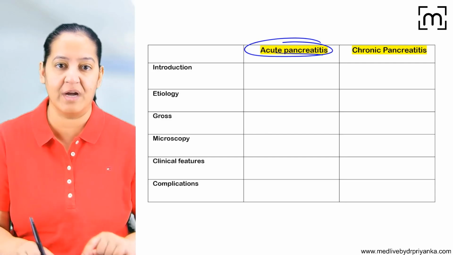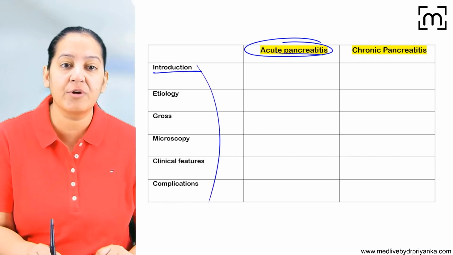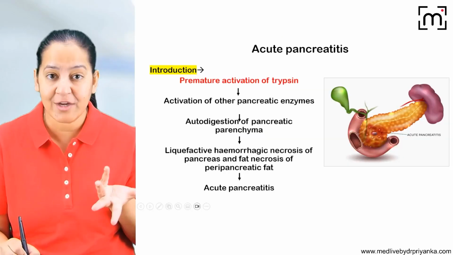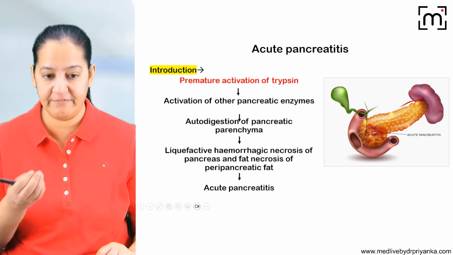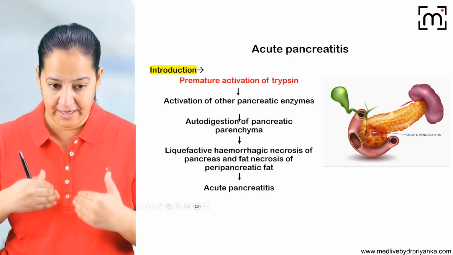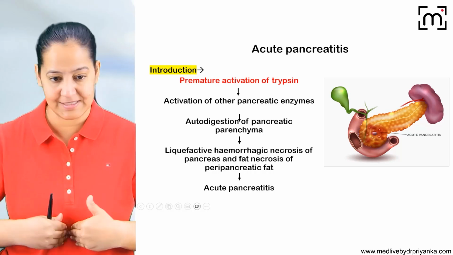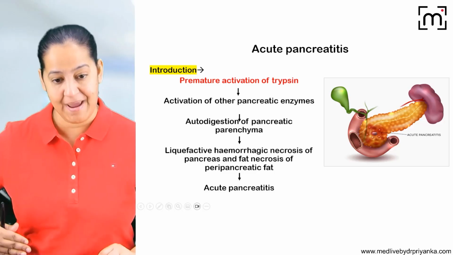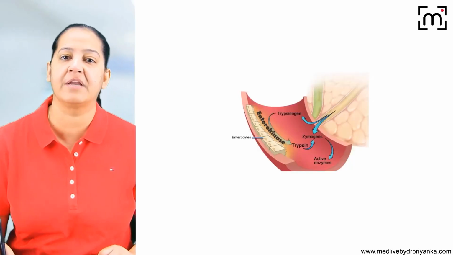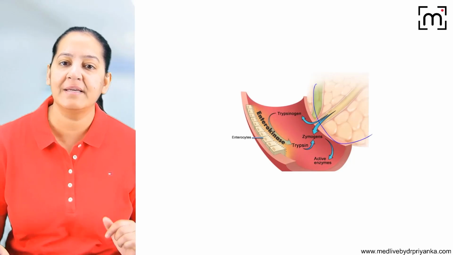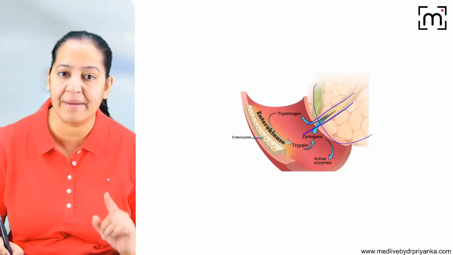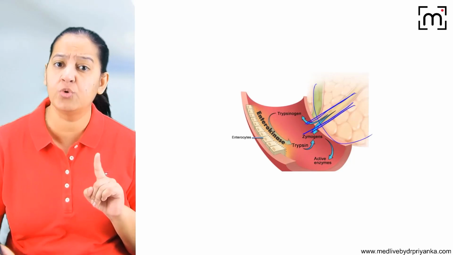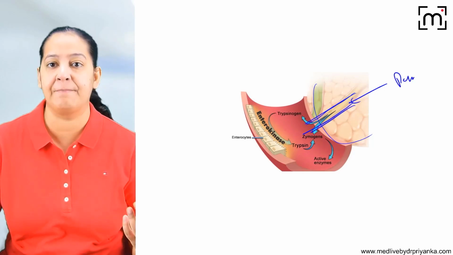First we will see acute under these headings. So what is the introduction of acute pancreatitis? Why does acute pancreatitis occur? You know, whenever we eat food, the food goes into the esophagus, the stomach and the intestine. Whenever the food reaches the intestine, at that time the pancreas secretes the pancreatic juice. Can you see this is the pancreas? Can you see this is the pancreatic juice coming into the intestine? So pancreatic juice contains many enzymes.